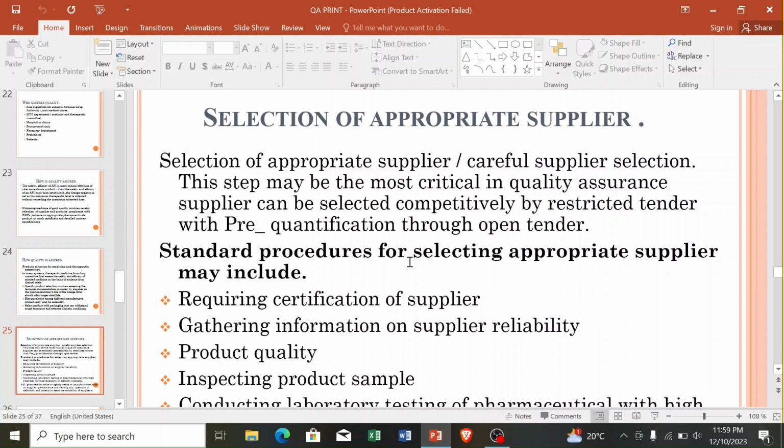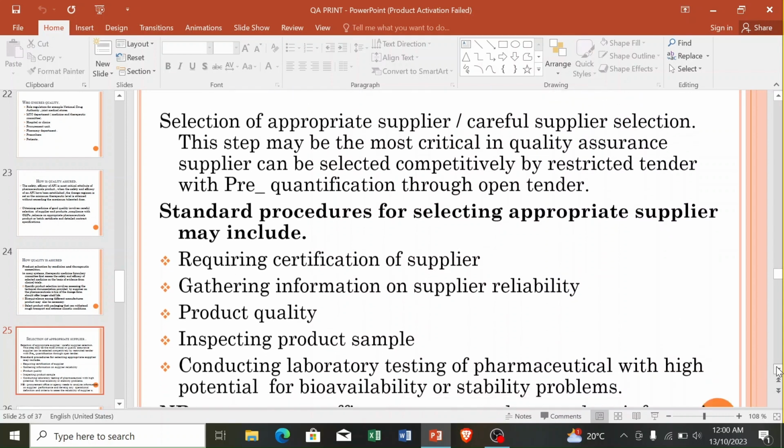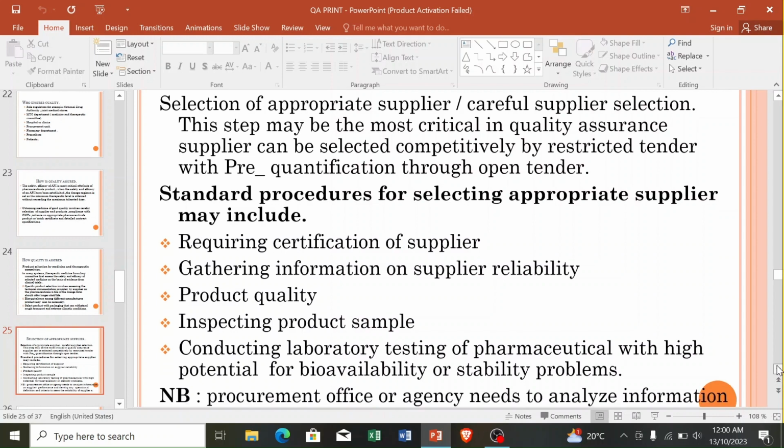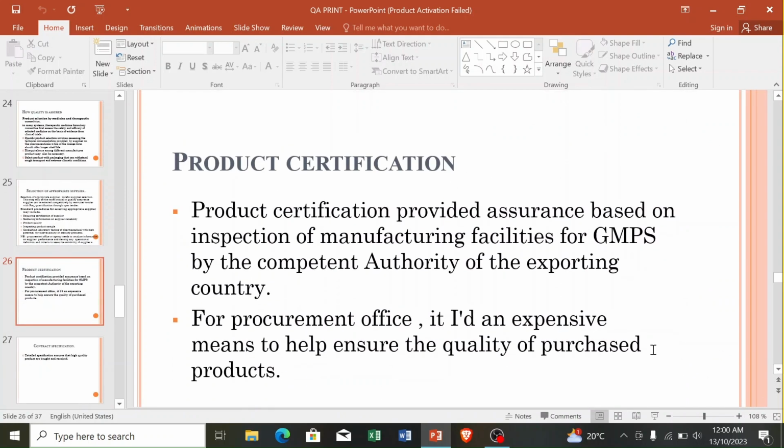Standard procedures for selecting an appropriate supplier may include: what are some of the things you need to keep in mind as you are selecting an appropriate supplier? Requiring certification of suppliers, gathering information on supplier reliability and product quality, inspecting product samples, the sample that you bring, and then conducting laboratory testing of pharmaceuticals with high potential for bioavailability or stability problems. Those with a potential to have a stability problem, you carry out testing on them.